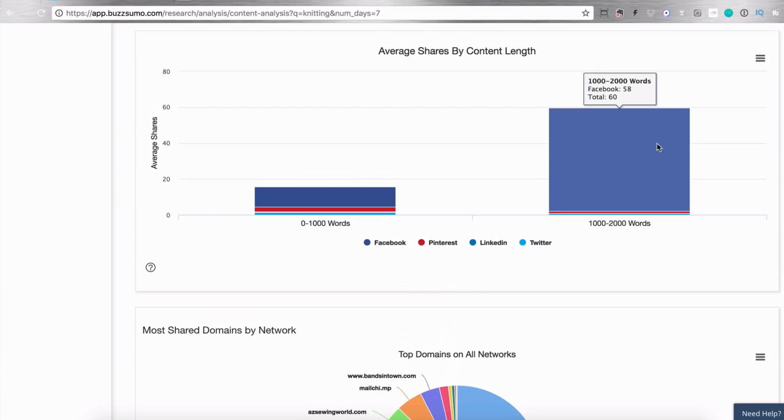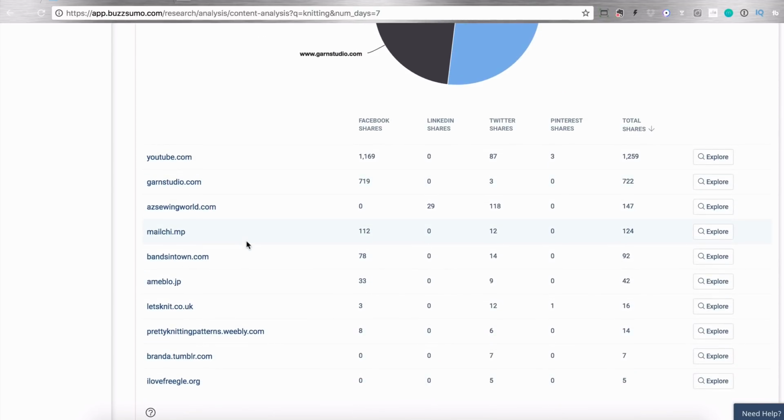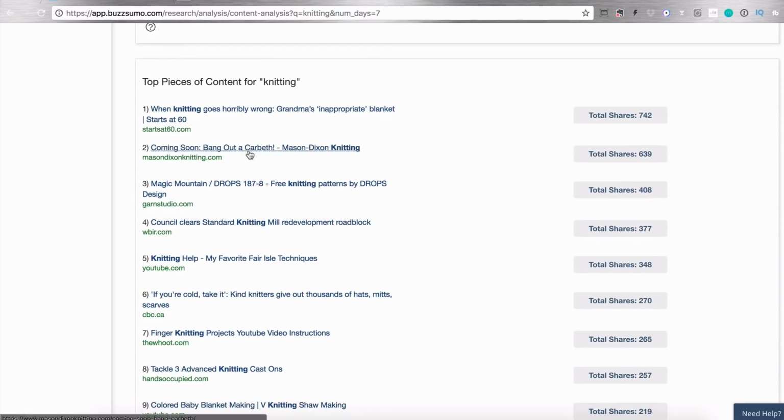As you can see here, longer content for this particular space seems to be shared a lot more. And then also shared domains by network, meaning here are where these articles are being published and how they're being shared. This also gives me access to where else people in my space might be, so I can go in and do some more research. And I can scroll down and see the top pieces of content for knitting over the last week.